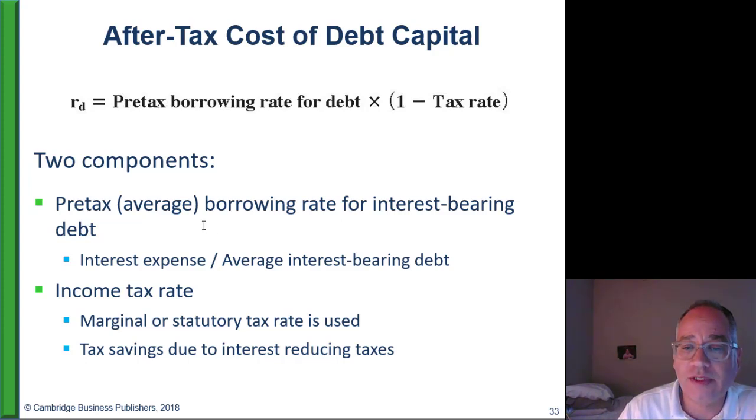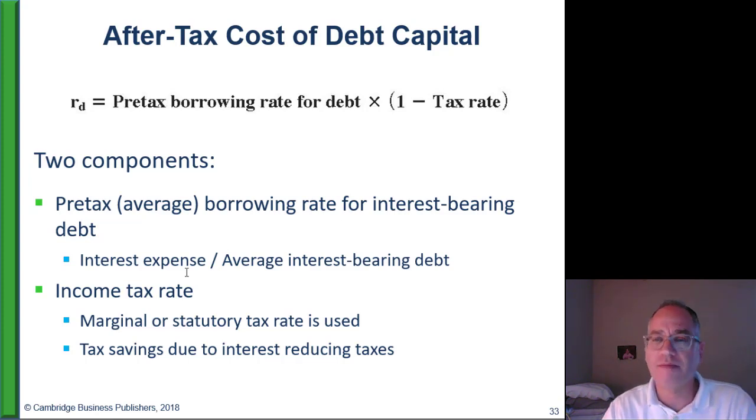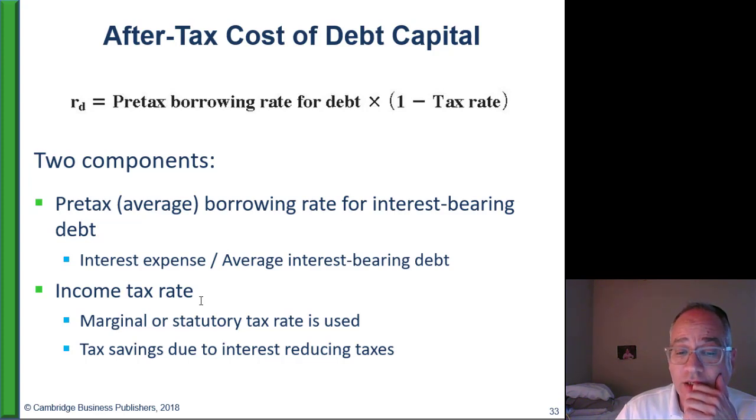So you would take the pre-tax average borrowing rate, and that could be interest expense divided by the average amount of debt. It would be a simple way to figure it out, and it's actually disclosed in the notes. And the income tax rate is what's going to be called the statutory. You could use the effective rate. There's marginal and statutory. The effective rate is okay to use, I think, here.